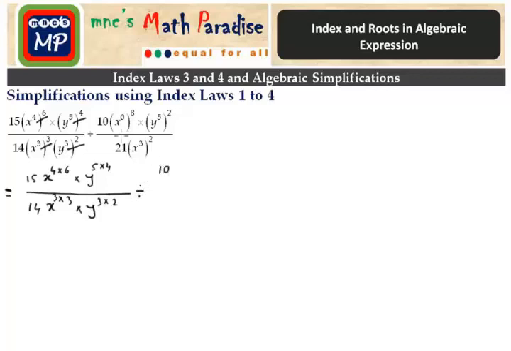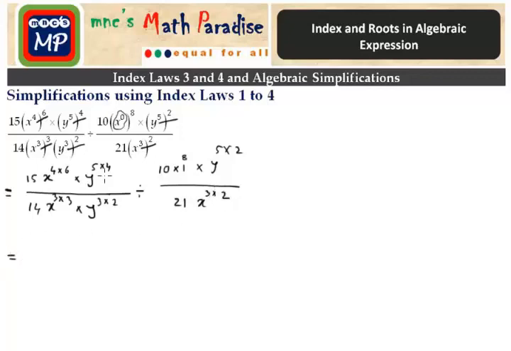10. Here x to the power 0, we know that anything to the power 0 is 1, so this is 1 to the power 8, so it is 10 times 1 to the power 8 times y to the power 5 to the power 2, so it will be y to the power 5 times 2, that is these two will be multiplied, division. 21 x to the power 3 to the power 2, so it will be x to the power 3 times 2.